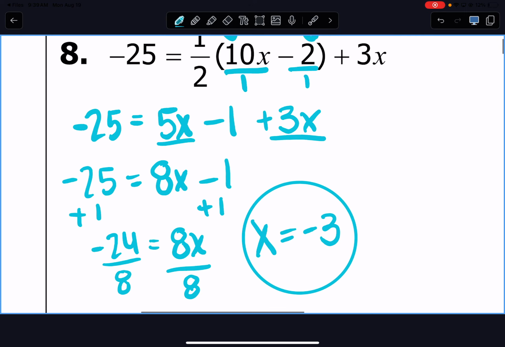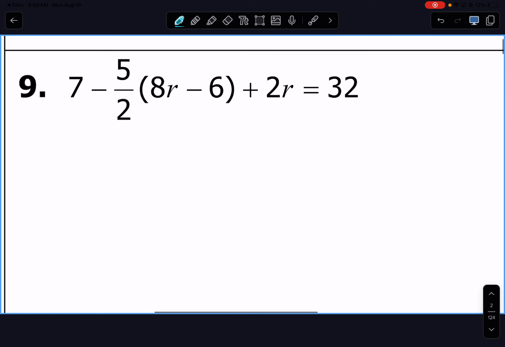Bella, was my pinky promise broken? Okay. It's really not. It's okay. All right. Now, 9 is a smidge more complicated. So let's go ahead and look at number 9.